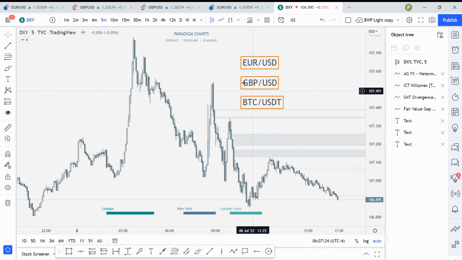And whenever you are buying the base currency, you are also selling the quote currency. So when I'm buying euro, I'm selling USD. When I'm buying GBP, I'm selling USD. When I'm buying BTC, I'm selling USDT. I think most of you should be able to relate with the BTC example. If you want to buy BTC, you have to have USDT. So when you are buying BTC, you are selling your USDT for BTC.